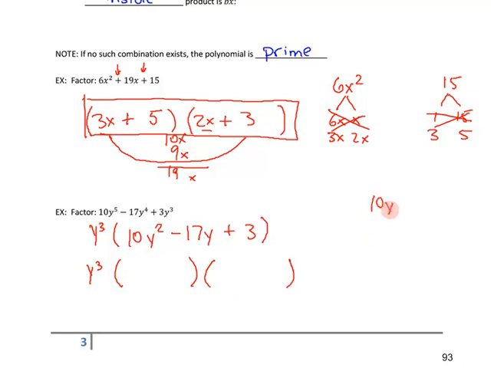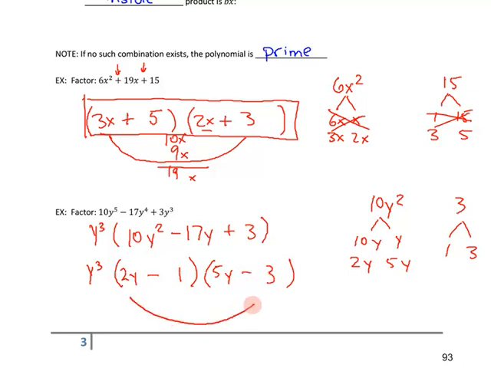Okay, for 10y squared, I have 10y and y. I'll have 2y and 5y. And for 3, I can only do 1 and 3 or 3 and 1. Now, this being a plus tells me that they're the same sign. This being a minus tells me they're both minus. So let's try 2y and 5y, and let's try 1 and 3.